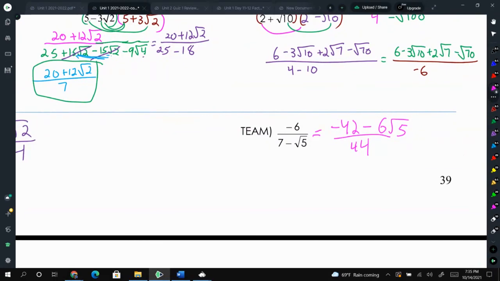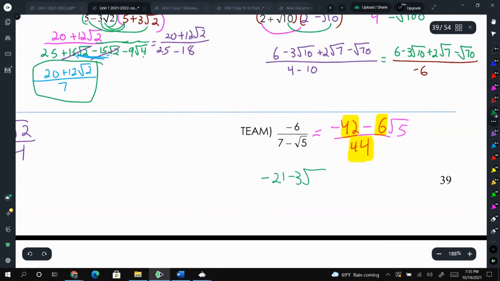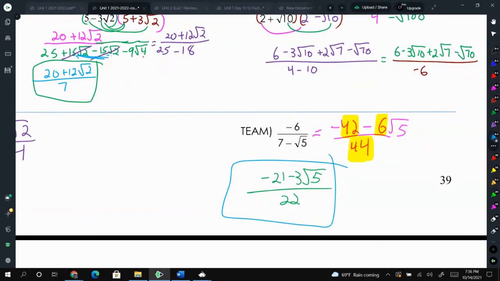Now, this one right here, maybe you got this answer: -42 minus 6 times the square root of 5 over 44. If you got this far, that's awesome. We just got to go one more step. These three numbers, it doesn't matter what's inside the square root, but those three numbers are all divisible by 2. So we can divide that out. We can simplify the fraction. So if I divide everything by 2, I will get -21 minus 3 times the square root of 5 over 22. This is the truly simplified answer.